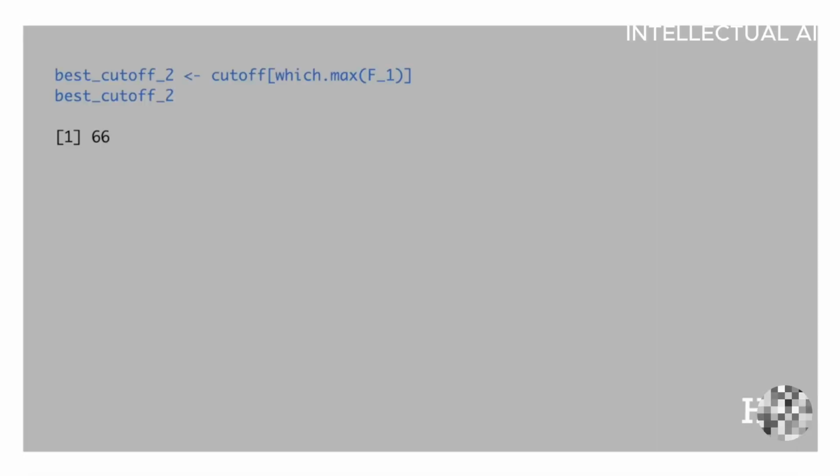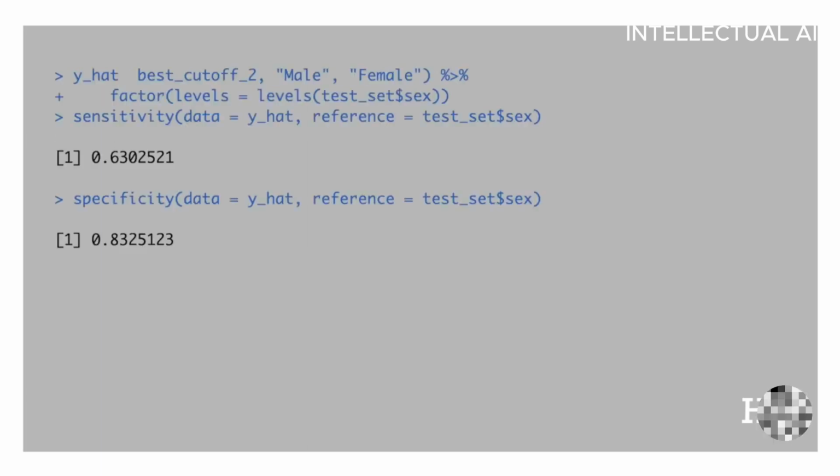It's 66. A cutoff of 66 makes more sense than 64. Furthermore, it balances specificity and sensitivity of our confusion matrix. You can see that by typing this. We now see that we do much better than guessing, and that both sensitivity and specificity are relatively high. So we can say that we have built our first machine learning algorithm. It takes height as a predictor and predicts female if you're 66 inches or shorter.